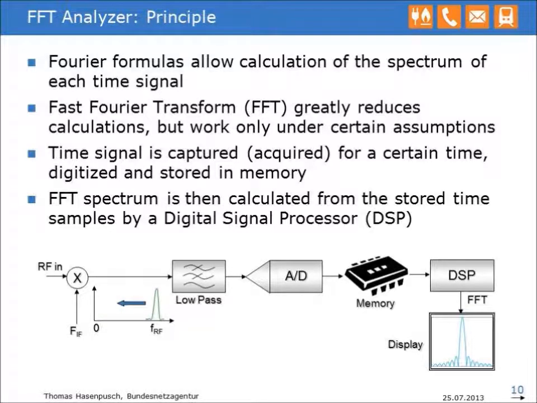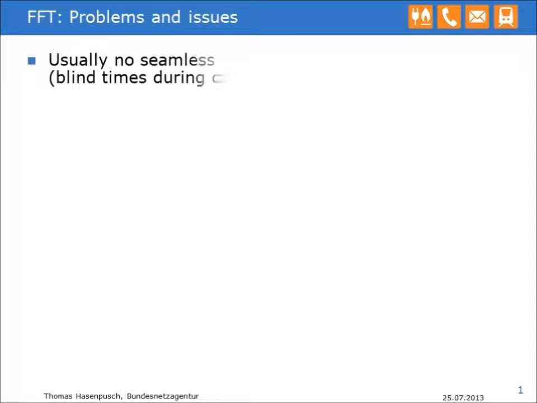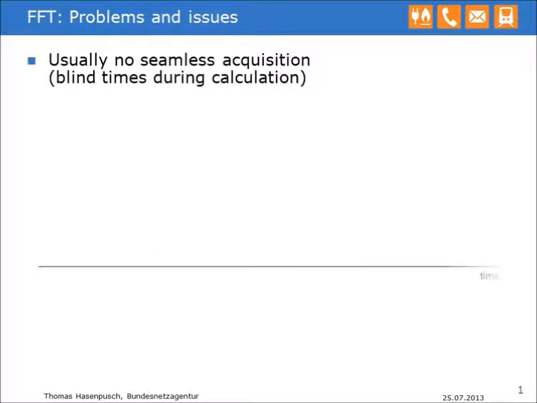So the block diagram of the analyzer would look something like this. First, the RF signal is down converted into a baseband, and then it is fed through a low-pass filter and digitized, and the result is then stored in memory. And the DSP then calculates the spectrum out of the stored samples. From this diagram, you can also see one restriction or one issue with the FFT, and that is that we usually get no seamless record of our spectrum.